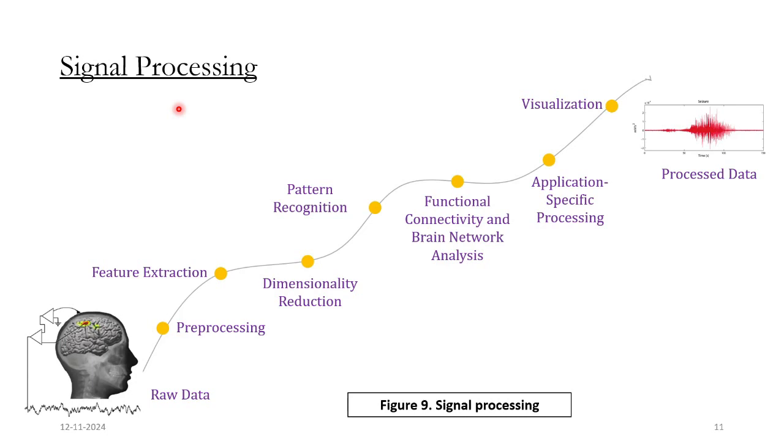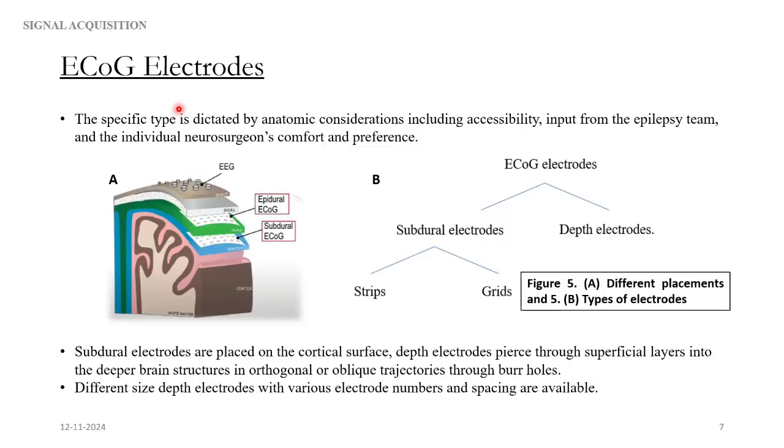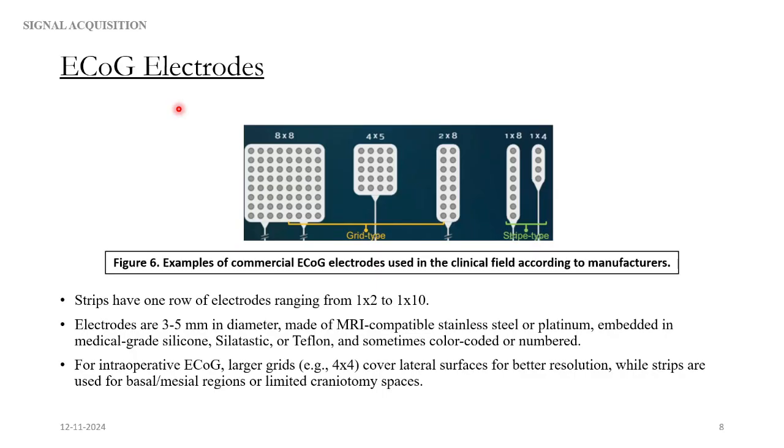Now talking of your MRI. You go to the slide where you wrote something about the procedure, the electrodes. Go to the slide. Next. The diameter made up of MRI compatible stainless steel or platinum.